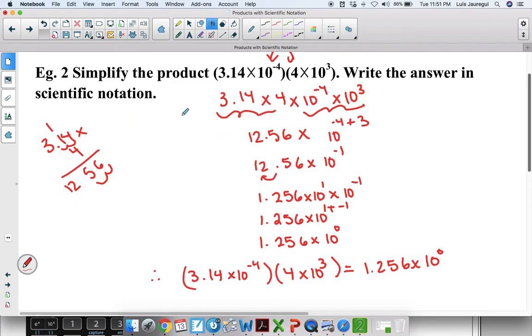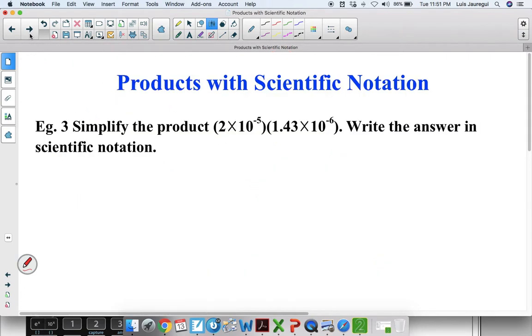Let's finalize this video with one more example. Example 3: simplify the product 2 times 10 to the negative 5 times 1.43 times 10 to the negative 6. So again, we're going to use the commutative property here to rearrange our factors. So this becomes 2 times 1.43 times 10 to the negative 5 times 10 to the negative 6. Since we're multiplying two factors that have the same base, we're going to keep the base and add the exponents.